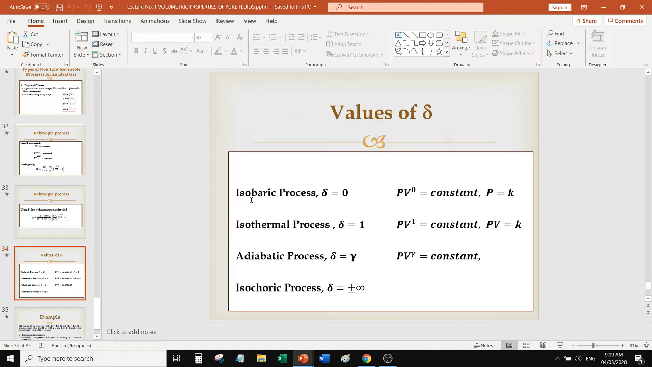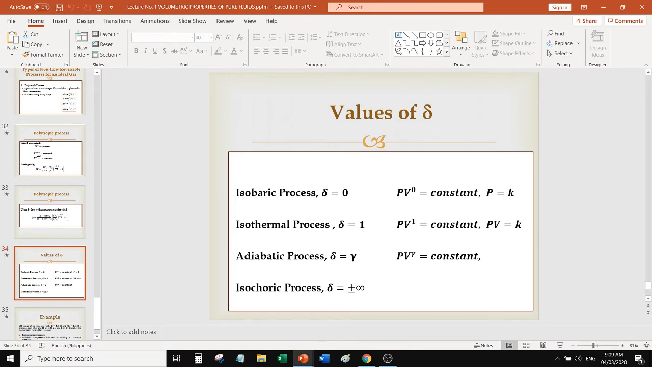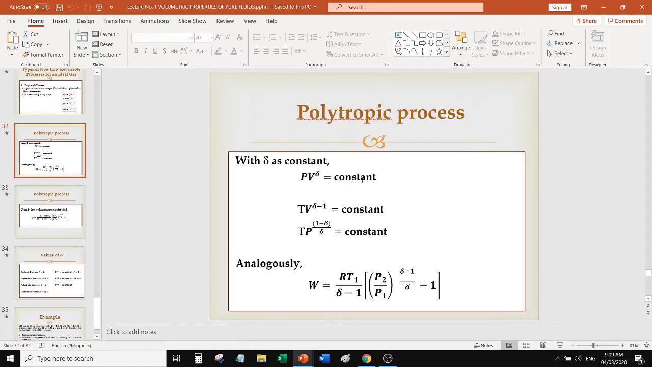For example, if delta is 0, so meaning we substitute 0 here, that means P would be constant and we would get the equations for isobaric. And you can do that for the rest of the equations to derive the equations for an isobaric process.